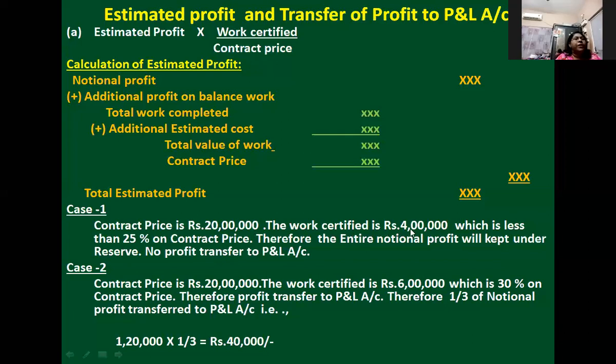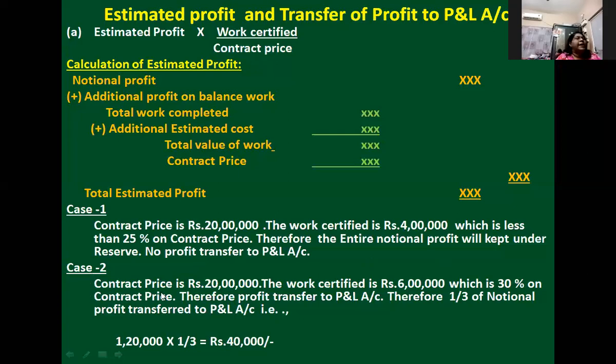Work certified itself is 4 lakhs, but the contract price was 20 lakhs. So by seeing the amount itself, we'll come to know the percentage is less than 25%. So as per the golden rule, the entire notional profit will be kept under reserve. No profit will be transferred to P&L account because the percentage is less than 25.